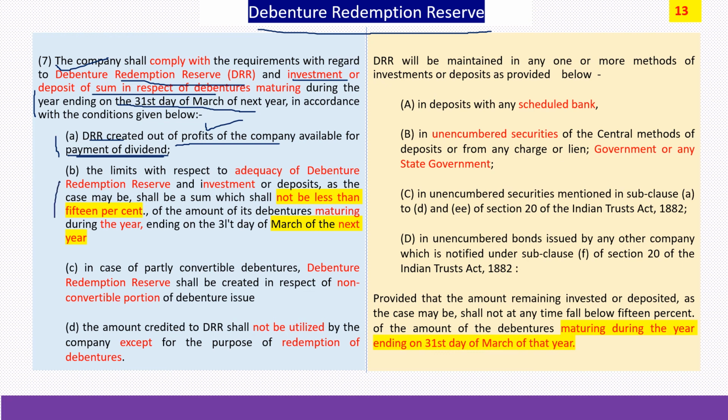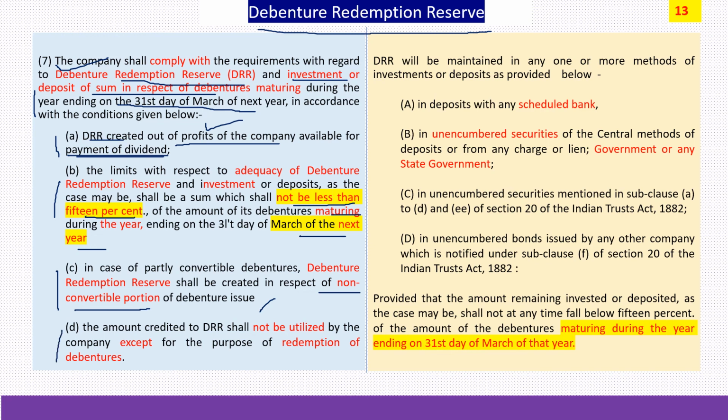Number two, it also talks about the adequacy of the provision made. The reserve made during the year should not be less than 15% of what is maturing during March next year. That becomes a yardstick or basis to link what is maturing. Are we creating a reserve at the minimum of 15% of that? And debenture redemption reserve has to be created to the extent of non-convertible portion. It goes without saying, because the convertible portion doesn't get paid off because it is converted into equity.